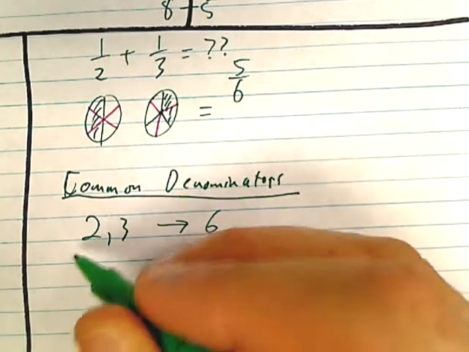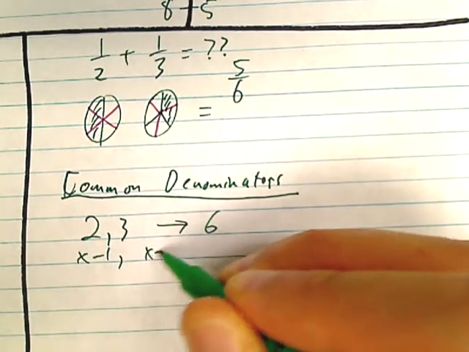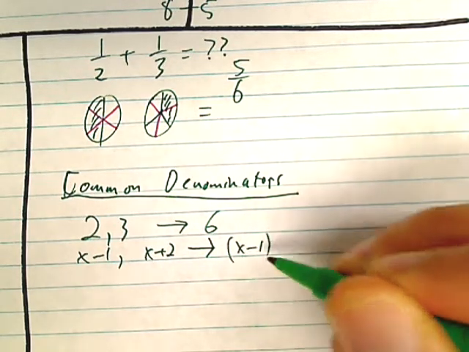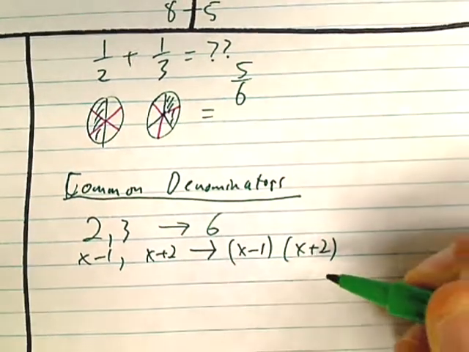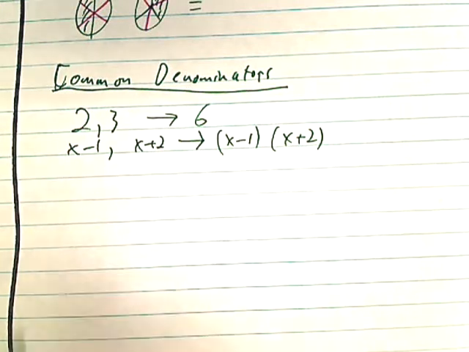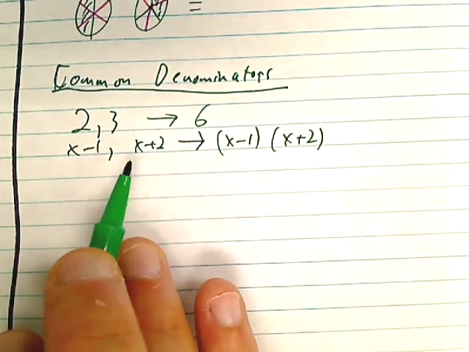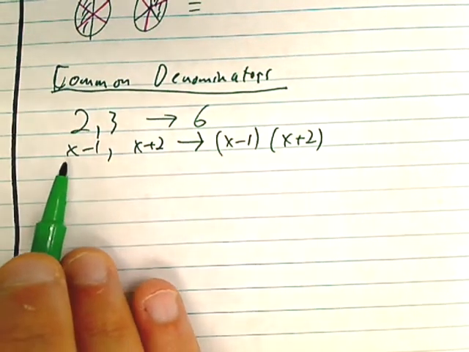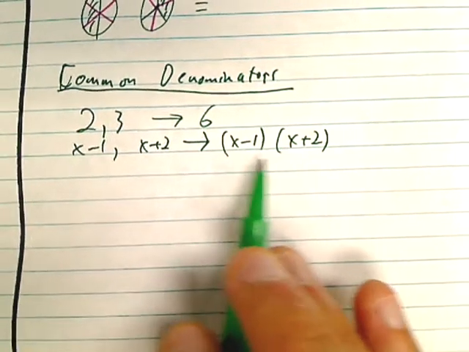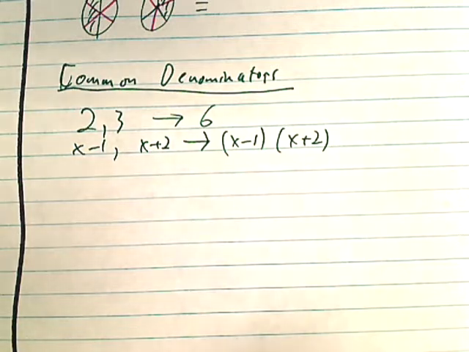You do the same thing with algebra stuff. 5x minus 1 and x plus 2. Well, just multiply them together. Okay, there's your common denominator. I don't know what x minus 1 and x plus 2 are. They depend on the value of x. If x is 10, that will be 9 and 12. And they both go into their product if you multiply them together. And I guess that's not the best example because they have some other factor. Anywho, just multiply them together. That'll give you a good common denominator.